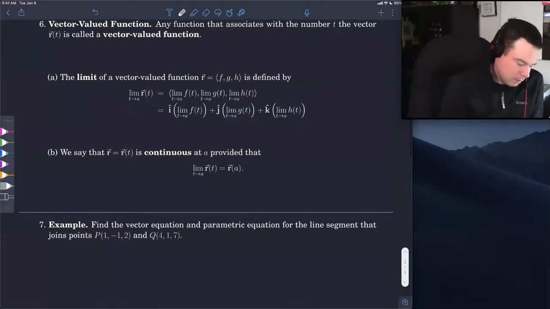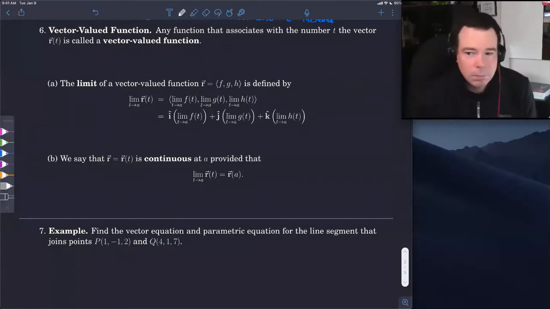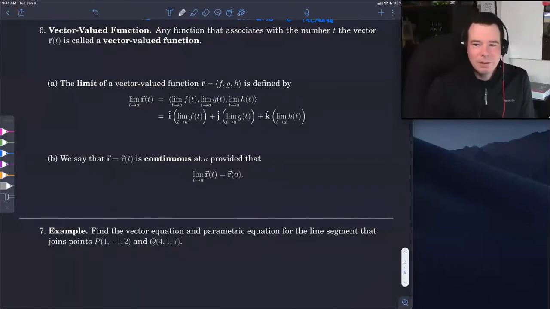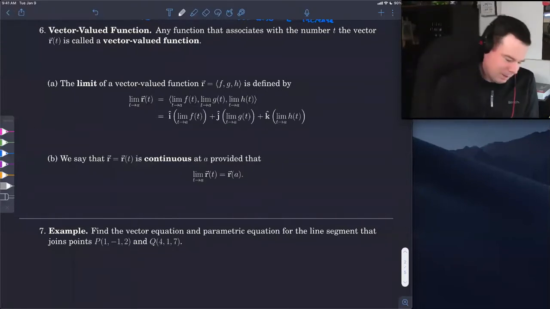Sorry, quick question. Yeah, go for it. Why would we take the limit of a vector valued function? Exactly, yeah. Why would we take it?